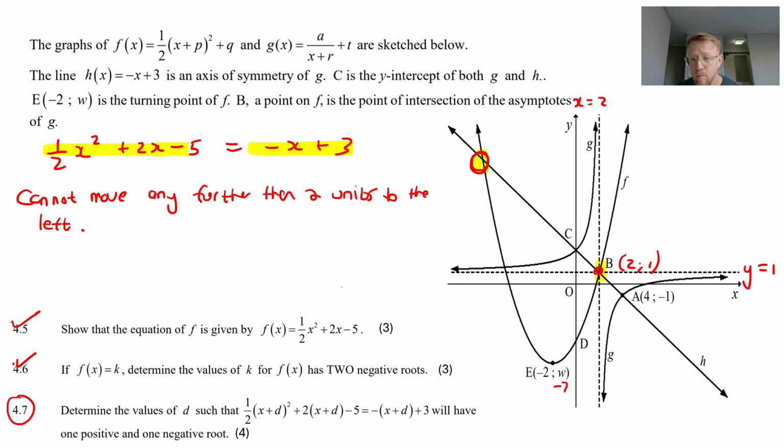Because if we move it more than 2 units, then this point over here is going to end up maybe going there, and then this point is going to end up being there. This point's not a problem. That one's always just going to stay negative if we keep moving it left. But it's this point over here that if you move it too far, it'll end up changing from a positive x value to a negative x value, and we don't want that. So we cannot move this point any more than 2 places.